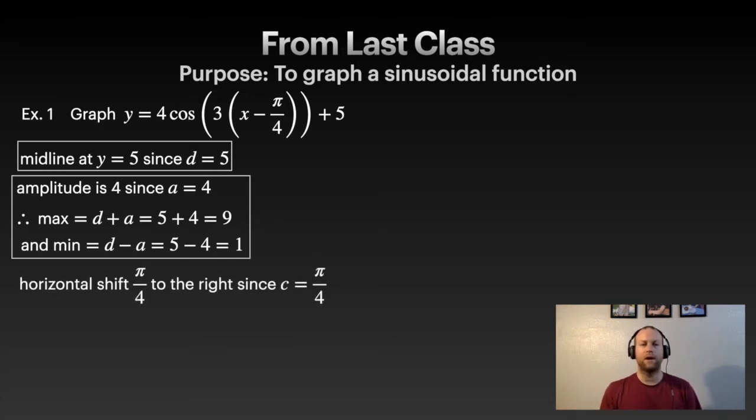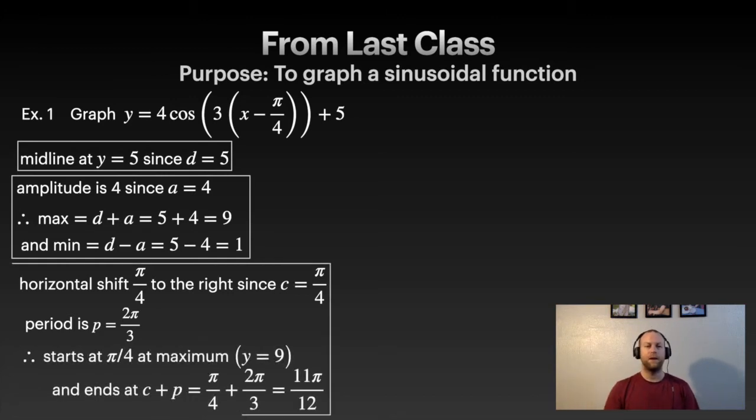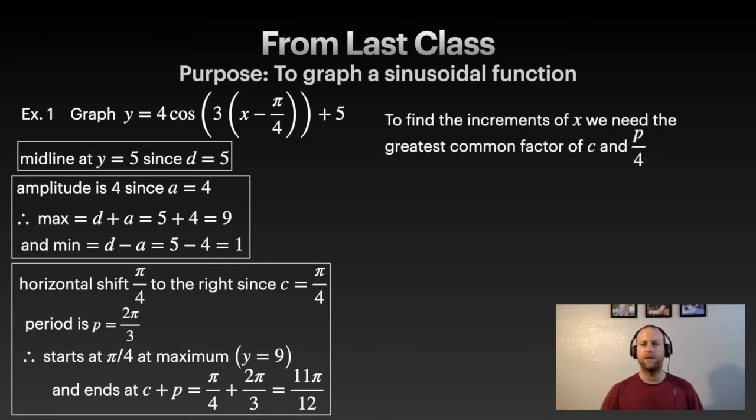Then we look at our horizontal shift. So C is pi over 4, so I'm going to shift to the right pi over 4. And the period is going to be 2 pi divided by 3, since we take 2 pi over the B value. From this information, I can figure out I start at pi over 4 at the maximum value. Since it's cosine, the maximum value is at y equals 9. And we are going to finish at 11 pi over 12. Again, that's just from taking C, where we start from, adding the full period, and we get 11 pi over 12. And then we need to divvy up where our x values are.